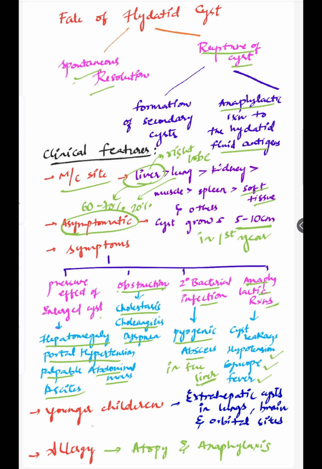And what if it is in younger children? In younger children, it leads to extrahepatic cysts in the lungs, brain, and orbital sites. And sometimes this disease may also cause allergy. That allergy may lead to atopy and anaphylaxis.